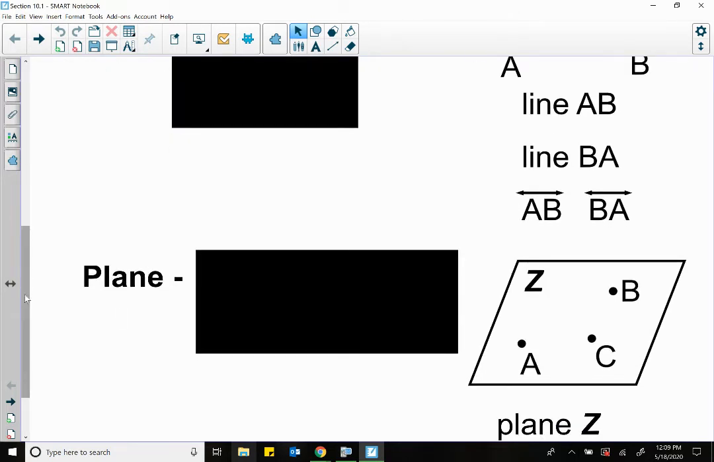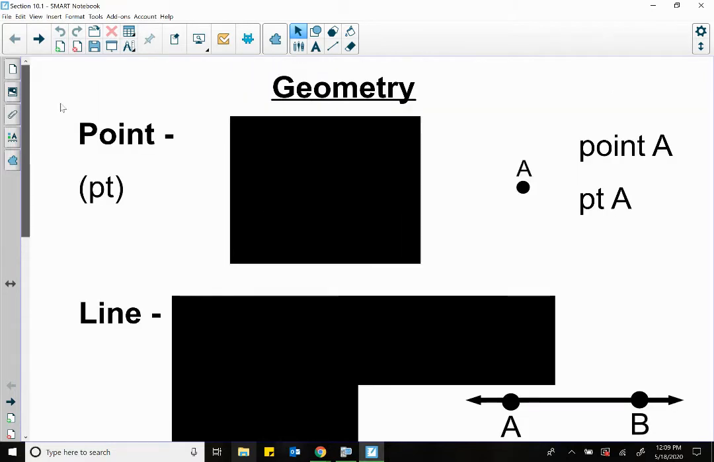Okay. Points, lines, and planes are undefined terms. We can't define them. Because most of the time when you define them, you end up using the word in the definition. And that's a poor definition. You can't define the word you're defining with the word itself. That doesn't make sense.